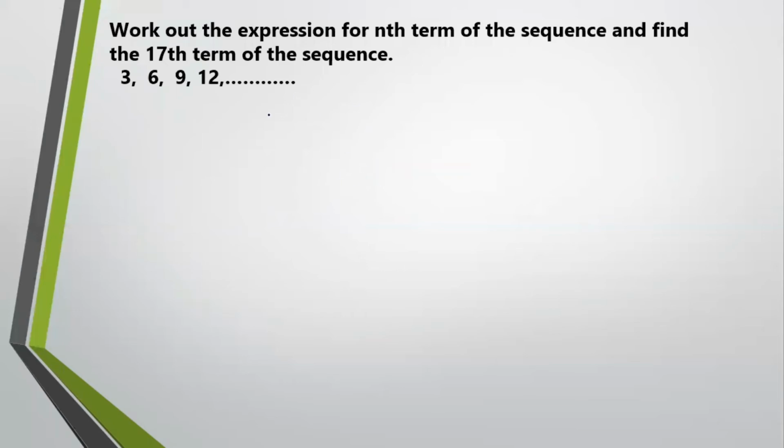Now, work out the expression for nth term of the sequence and find the 17th term of the sequence. This type of question was already explained to you in the previous video. This is just a revision for you children. Before we write the formula, let us understand this is called the first term, which we call T, which is 3. Then 3 plus 3 is 6, plus 3 is 9, 9 plus 3 is 12. So the common difference here is 3.